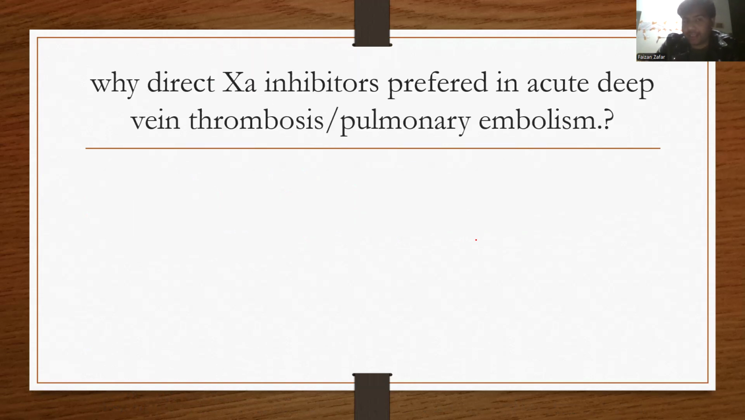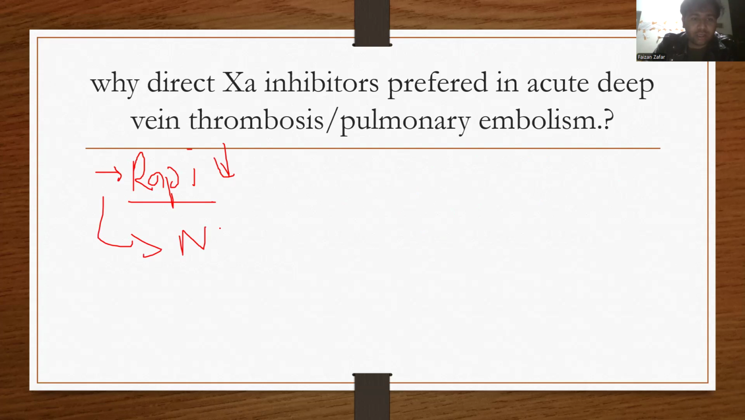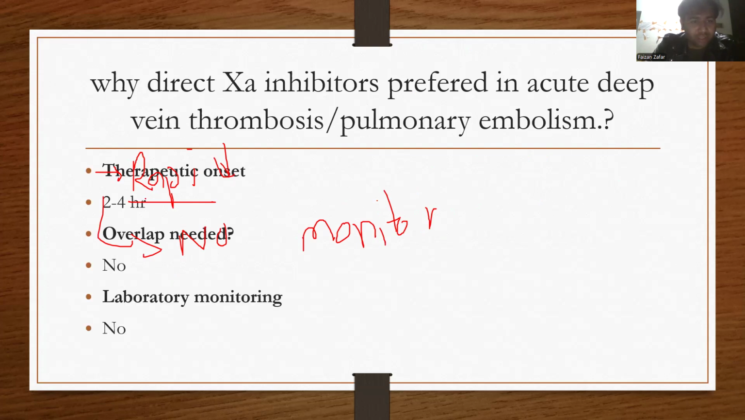Why is a direct Xa inhibitor preferred in acute DVT and pulmonary embolism? It's simple. In case of acute, why do we use it? Because of its rapid onset of action and no monitoring needed. So this is very simple. Therapeutic onset is 2 to 4 hours, there is no overlap as compared to warfarin, and no laboratory monitoring.